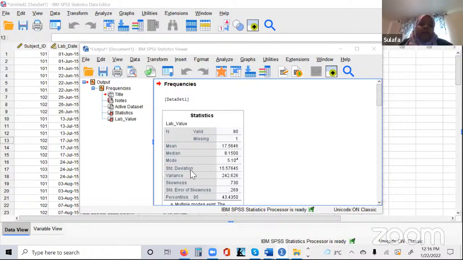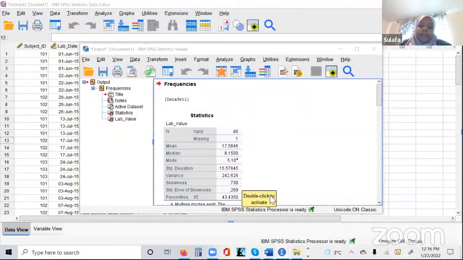So here, in the table, you will see the statistic you chose on your left side and its value on your right side. For this example, our mean is 17, the median 8, and our mode is 5.10. Also, we chose before the standard deviation. You can see it here, the variance, the skewness. And as I mentioned before, if it is more than 0, that means we have a skewed distribution.